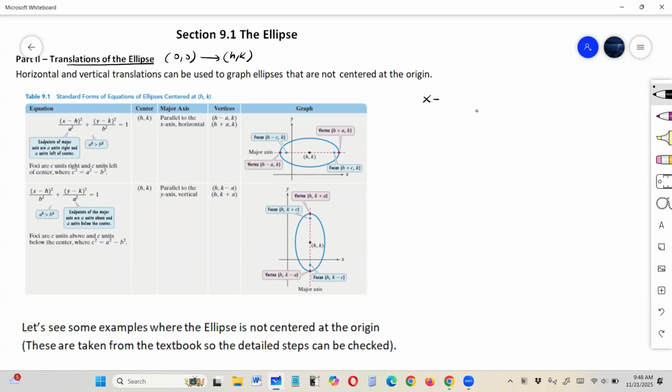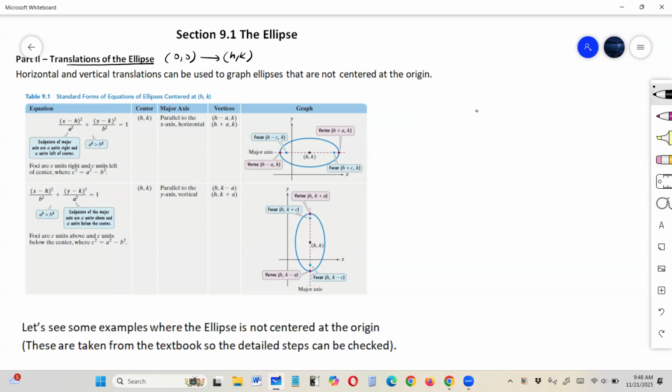Now, if you remember, the equation of the circle is (x minus h) squared plus (y minus k) squared equals r squared. Now, the invisible denominator is 1, so that's why you know it's a circle, and the center is at (h, k). Okay, so this is exactly the same thing we do with the ellipse.